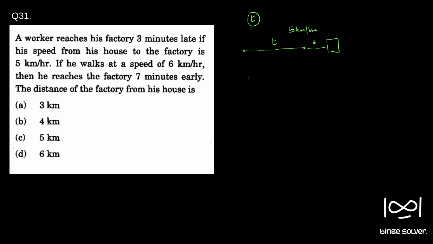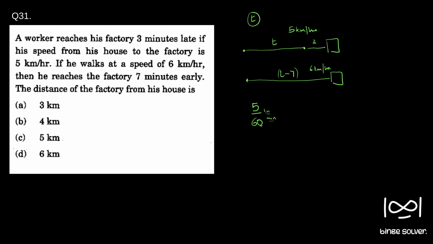In the next case, it is said he walks for t minus 7 minutes at 6 km per hour, then he reaches the factory. So we know that in both cases the distance which we need to find out is the same. So we can write an equation. Since it is given in hours, we will write 5 by 60, which is 5 by 60 kilometer per minute.